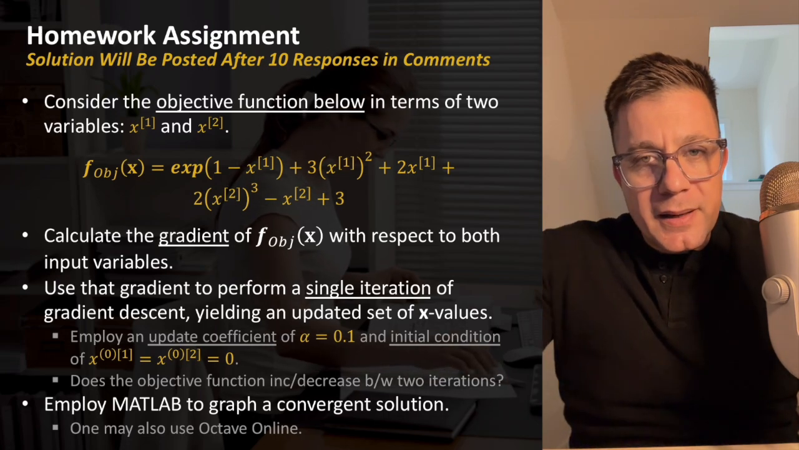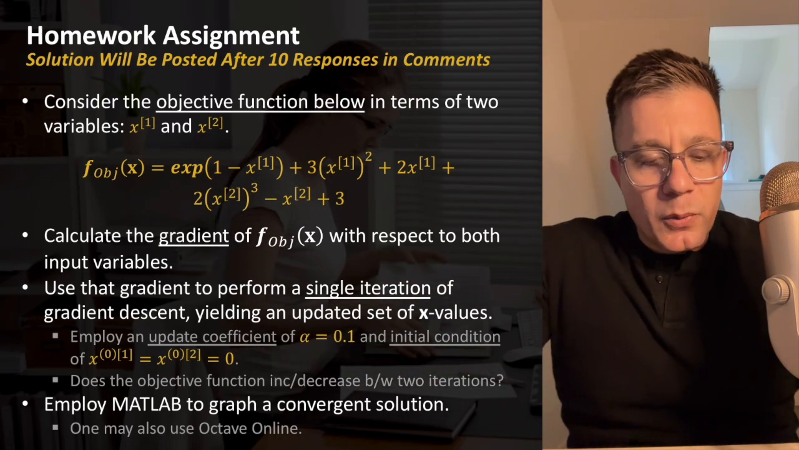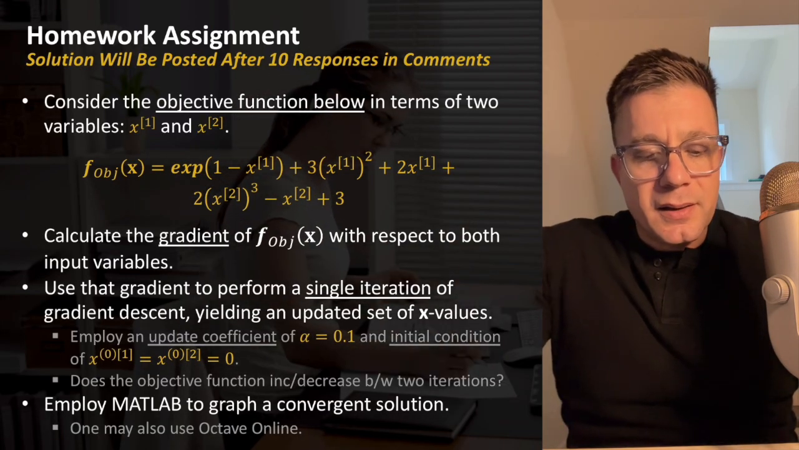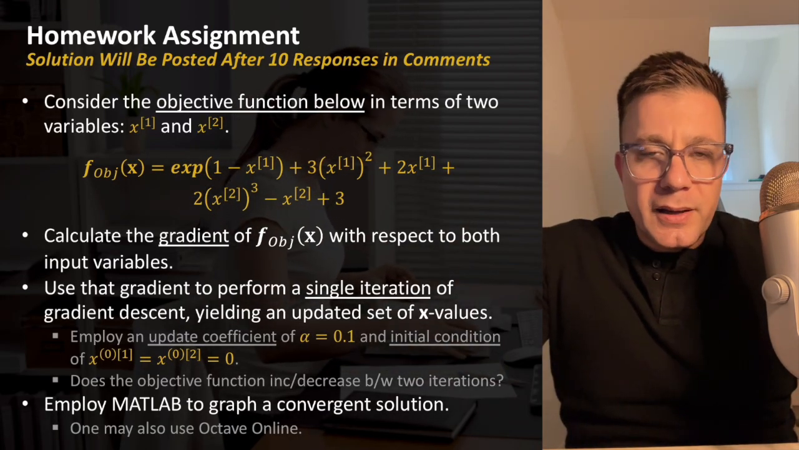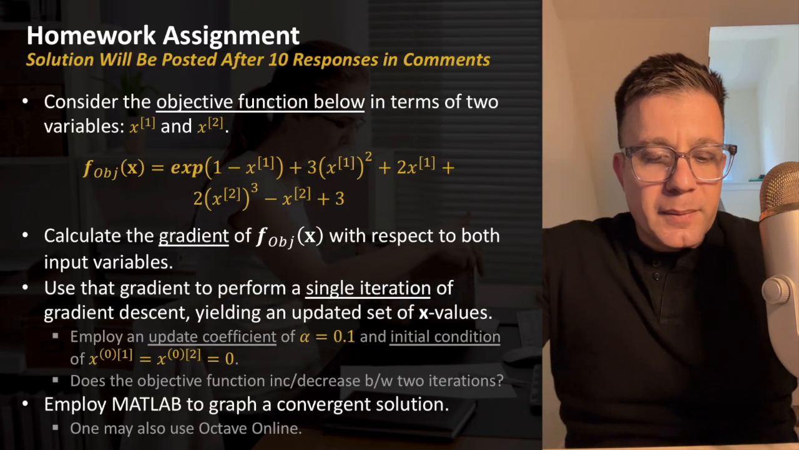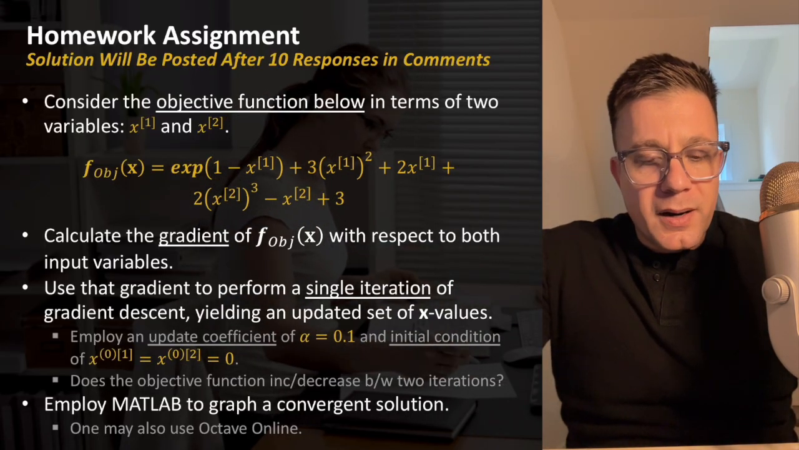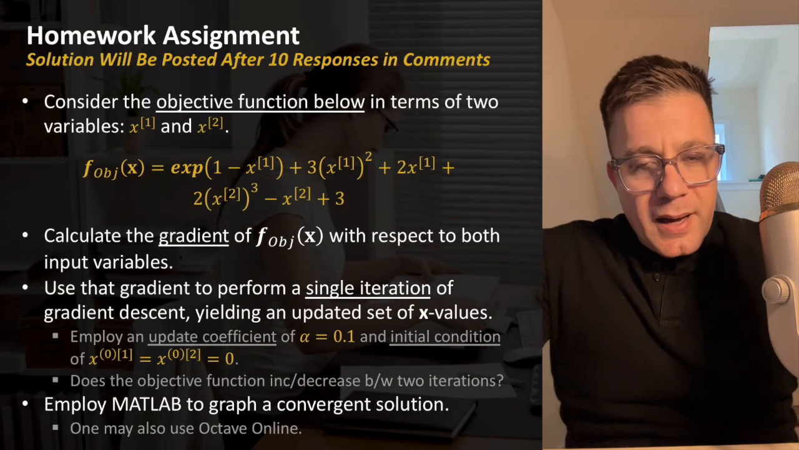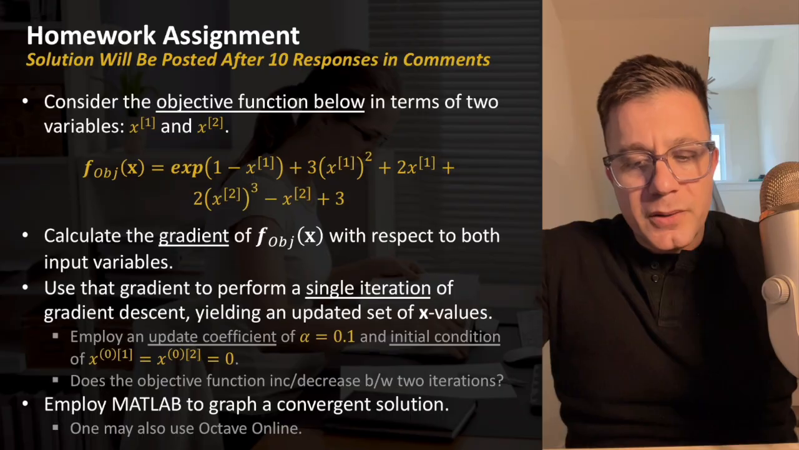So again, I'm trying to be consistent here with homeworks. I want to assign another one. The solution will be posted after there are 10 attempts at solving it, 10 responses in the comments. I want you to consider the objective function below in terms of two variables, x1 and x2. The objective function is equal to e to the 1 minus x1 plus 3x1 squared, and so on.